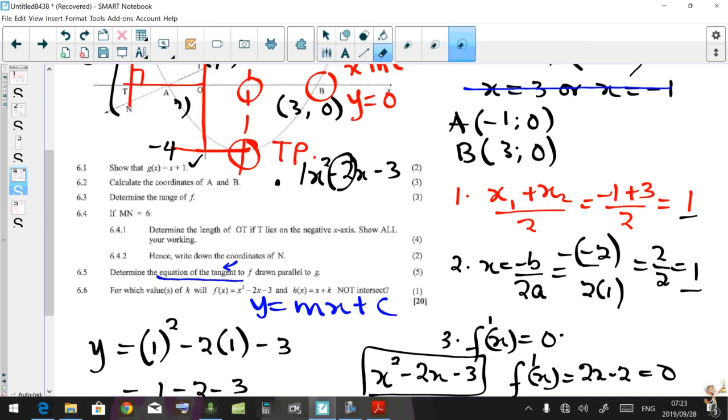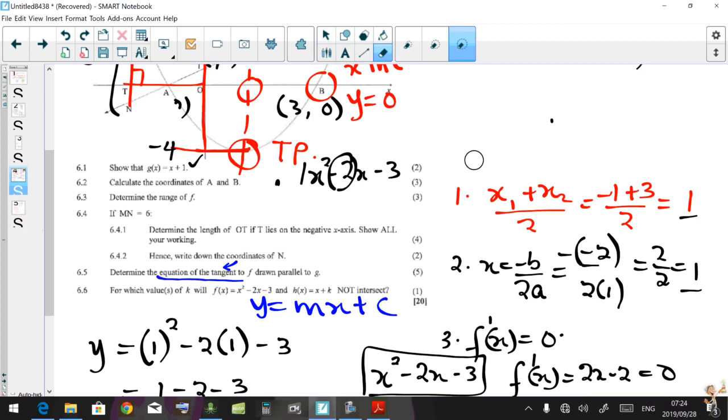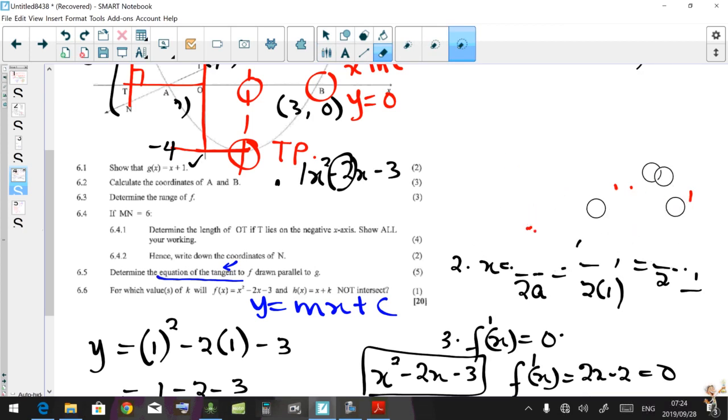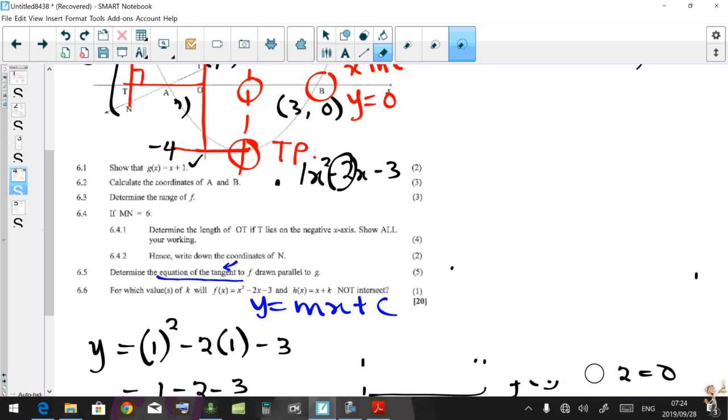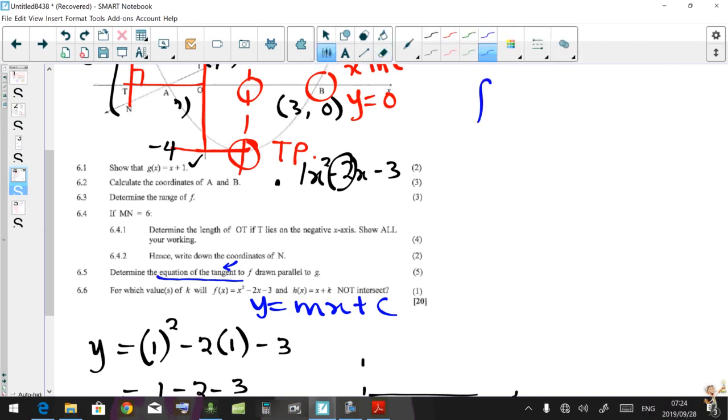Let me just do this on this page. So when we talk about a tangent, the first thing that comes to your mind is, what does a tangent look like? A tangent is a straight line. And for me to get a straight line, I need the gradient. Now, this is bringing calculus into the whole thing. When we talk about calculus, the first derivative is equal to the gradient. The first derivative is equal to the gradient of the tangent.